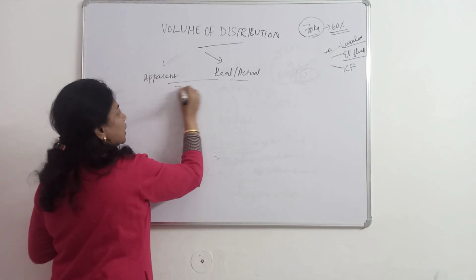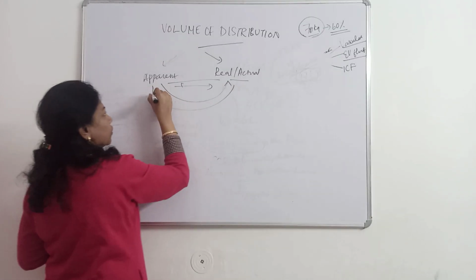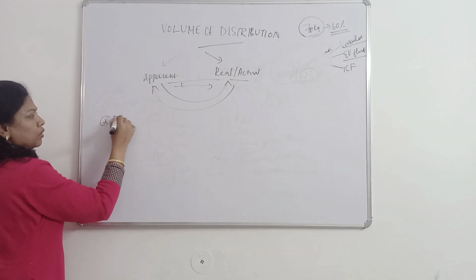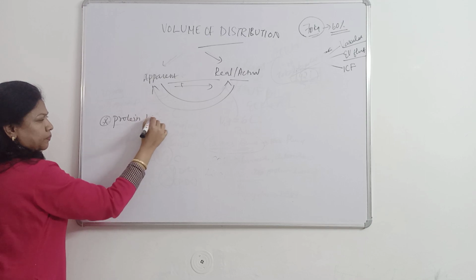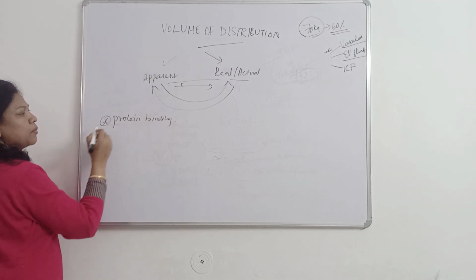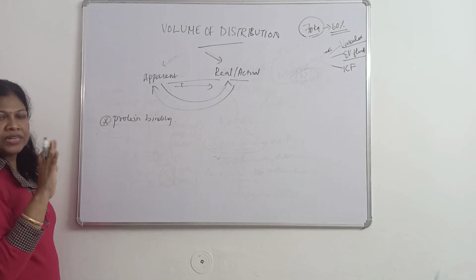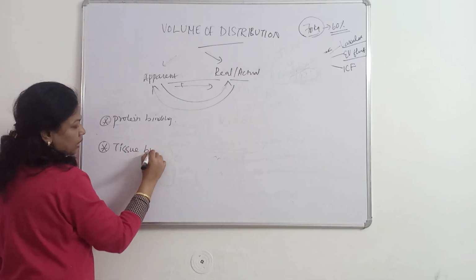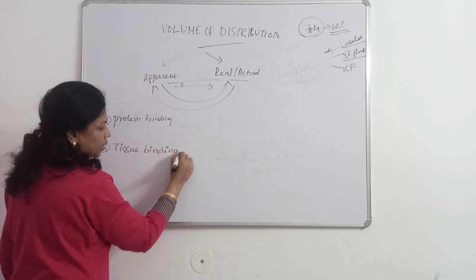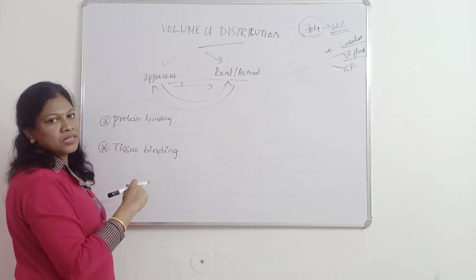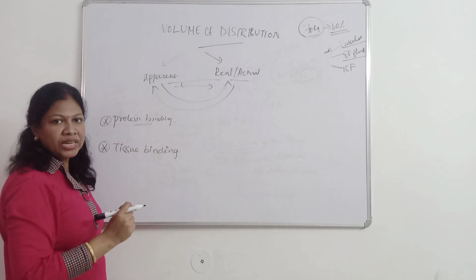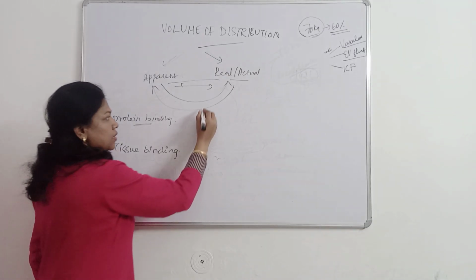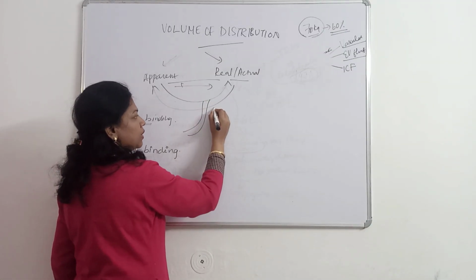Now, what is the relationship between this apparent volume of distribution and real volume of distribution? When we have protein binding of drugs, the drug can bind either with protein or with tissues. So there are two binding possibilities of a drug. One is plasma protein binding, another is tissue binding. So when we have plasma protein binding, the drug is confined to plasma. So the drug will always be present in plasma.